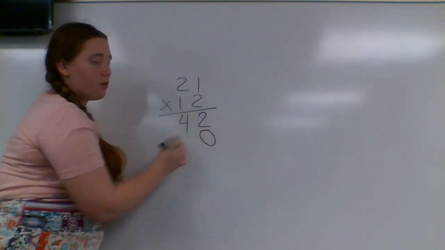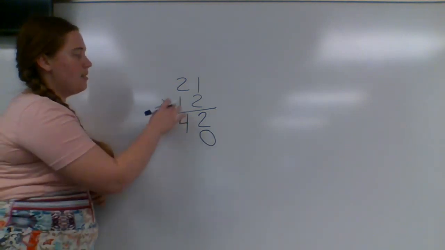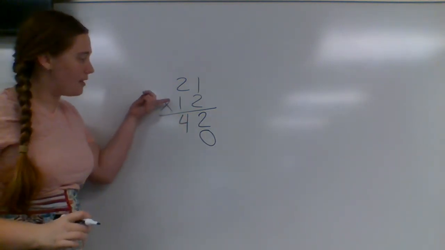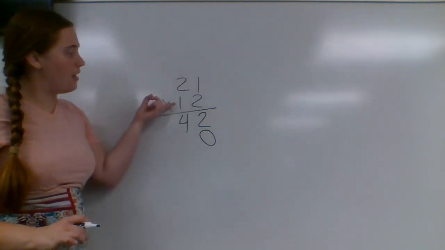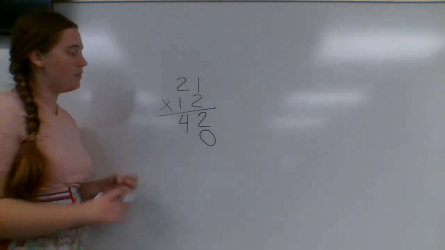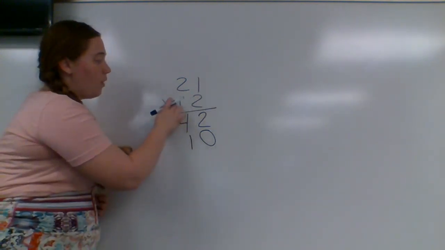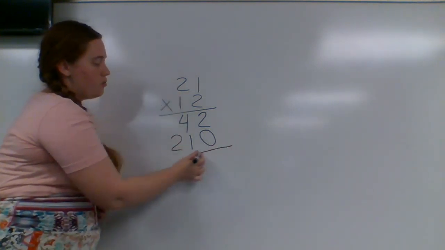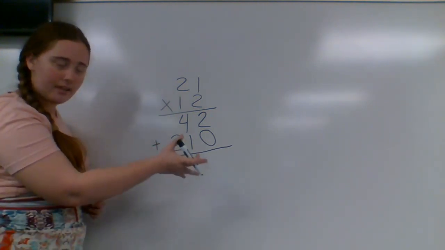Okay, again, my next step, find the ones place down here in my answer that you just wrote down and write a 0 right underneath it. That's all my next step is. And then I'm going to come up here and find my tens place in this bottom number, and I'm going to multiply it by the ones place up here, and then I'm going to multiply it by the tens place up here. So 1 times 1 is 1. 1 times 2 is 2. Draw a line underneath, put an addition sign, and add together.